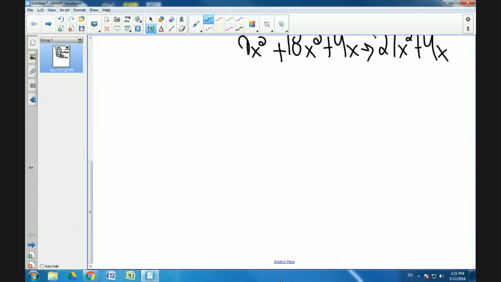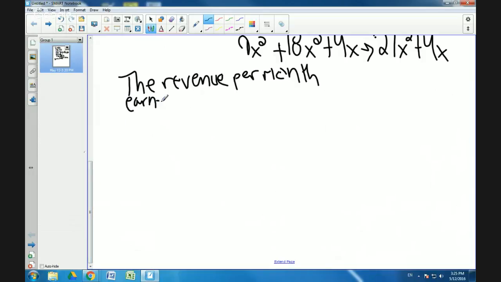So now we will do a more complex problem. So here we go. This is a word problem. The revenue per month. So I'm going to write it and then I will read it after.